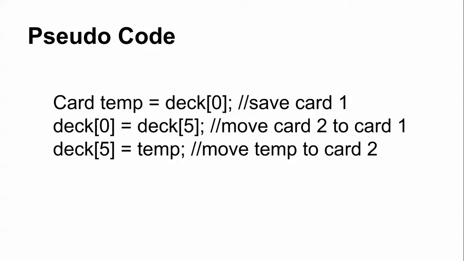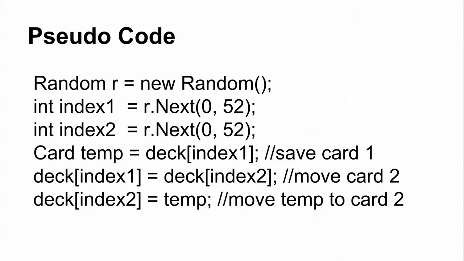The moral of the story is you need a temporary variable when you want to switch array elements. Now, if you were actually shuffling a deck, you would not want to hard code numbers in here like this, because the whole point of shuffling is to make things random, and this is not random. So this is where your Math.random or Random class would come in, and you would create a new random number generator and pick 2 random indices and then switch them. So rather than having 0 and 5 here, we have index 1 and index 2, and those are randomly determined by the random number generator.